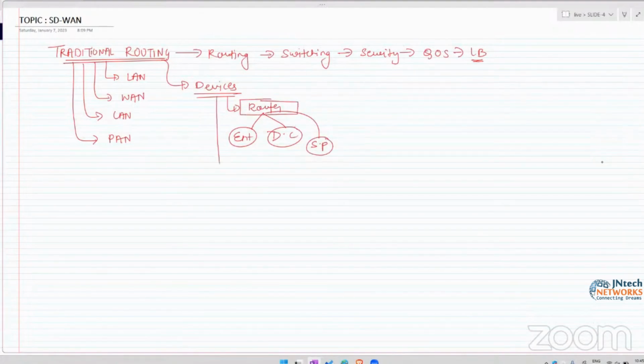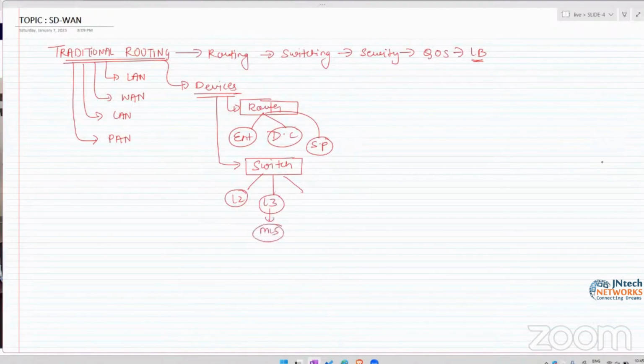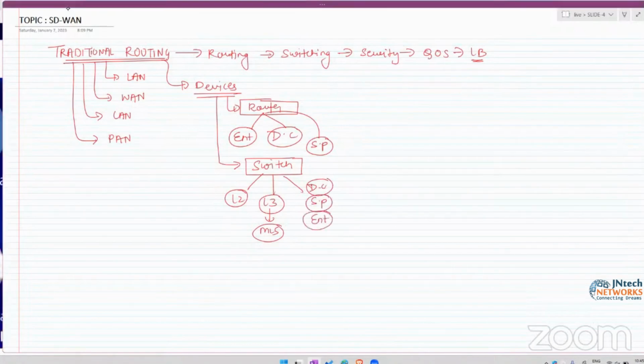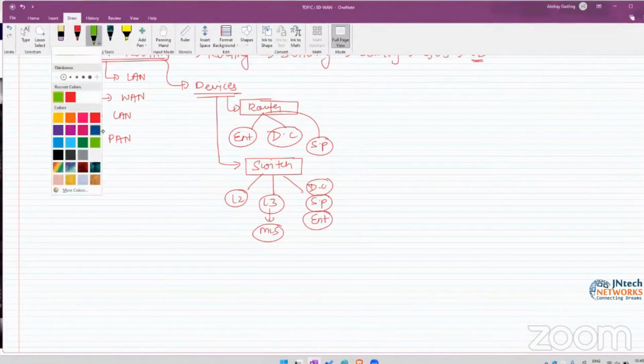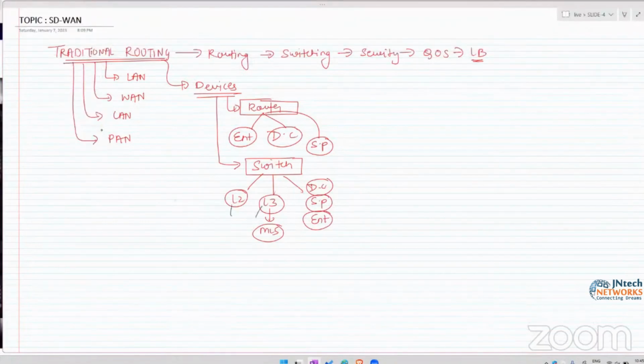Now the second device is a switch. This switch we get in three types. One is layer 2, then layer 3. This layer 3 switch is also known as a multi-layer switch. The third type of switch is the data center switch, service provider switch, or enterprise network switch. If someone asks, sir, what is the difference between layer 2 and layer 3 or this one switch?